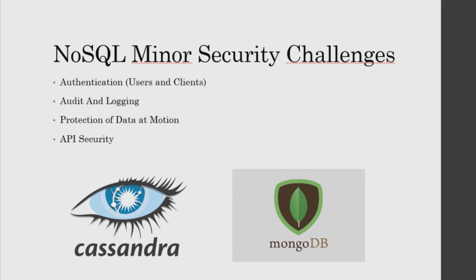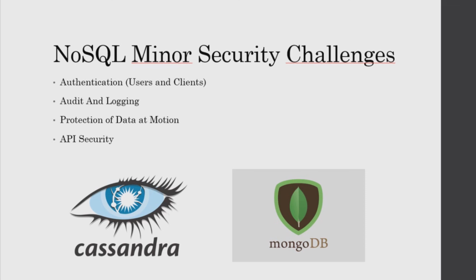Now, the NoSQL minor security challenges. First, authentication. In Cassandra, by default, there is no authentication, but it has a password authenticator. It can also further provide Kerberos authentication. On the other side, MongoDB: by default, there is no authentication, but there is support for authentication on a per-database level. That's the point that I explained before.